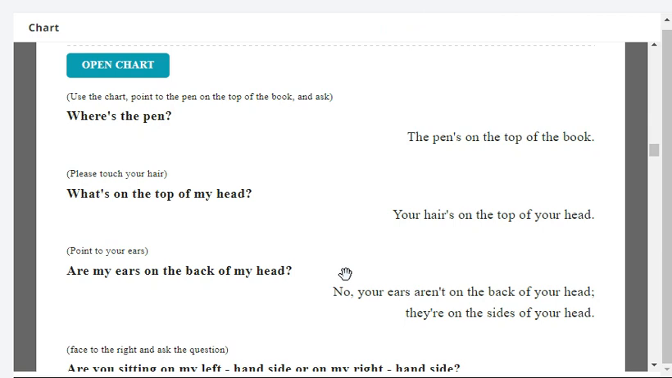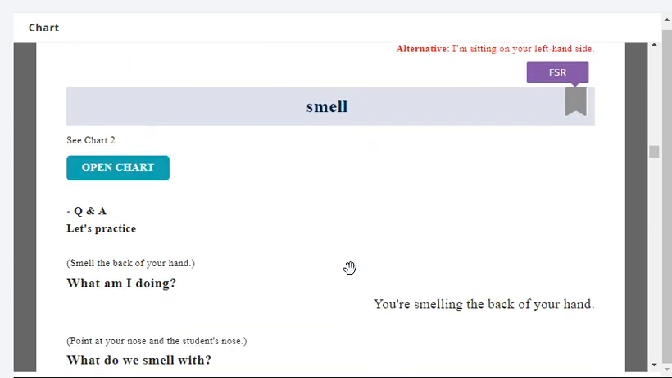Very good. Are my ears on the back of my head? No, your ears aren't on the back of your head. They're on the side of your head. Very good. Okay, next.